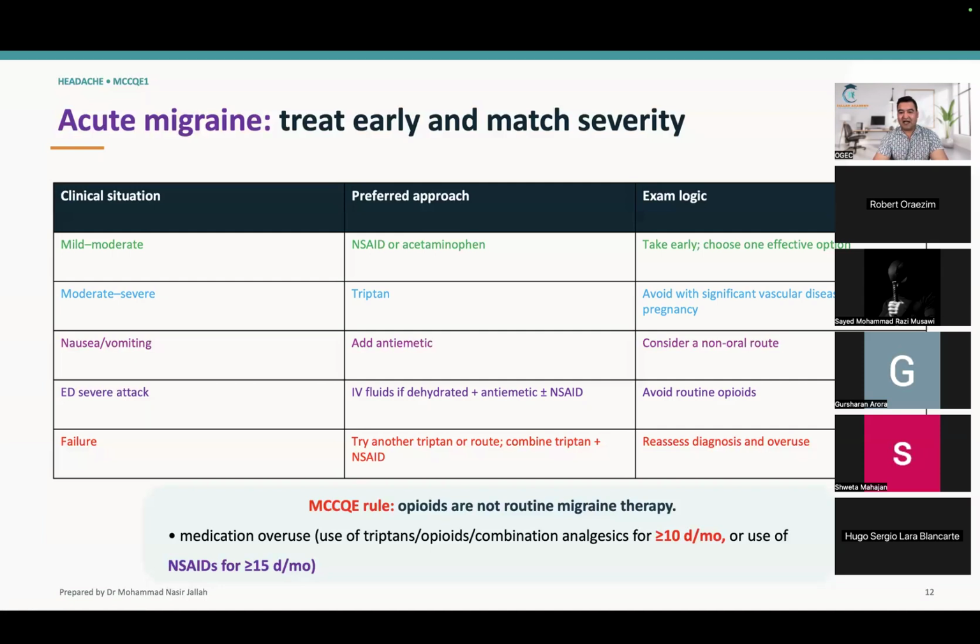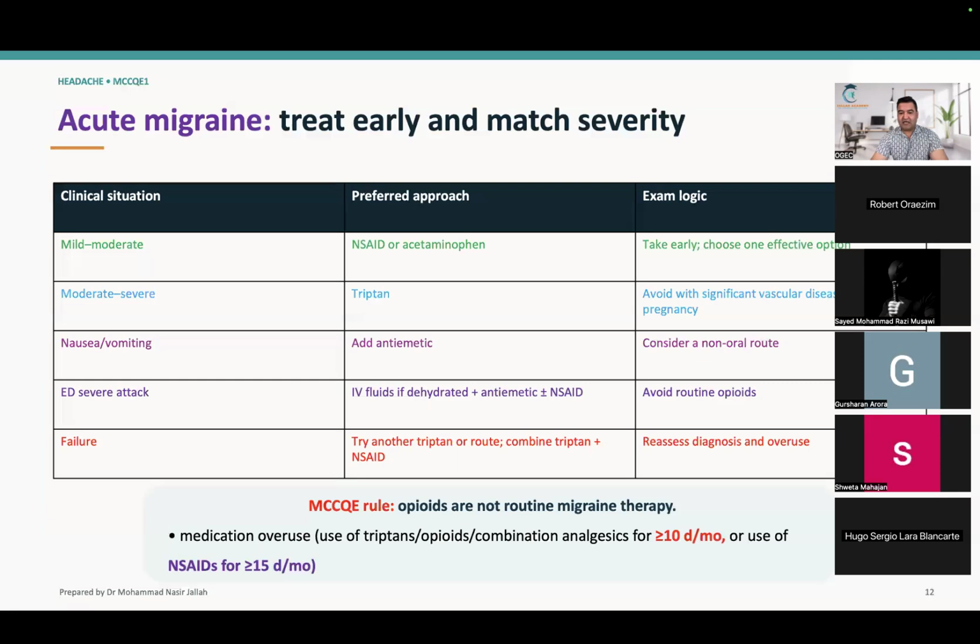Nausea, vomiting, add antiemetic. Consider a non-oral route. Why? Because the patient cannot take it. If the patient is vomiting, if I give him a pill, the patient will vomit it out, right? So what I can do, I can give him IV. ED, severe attack. If the patient is in the emergency department and this is very severe, obviously I have to start with the IV fluid because the patient has lost fluid, antiemetic to stop vomiting, and then start the non-steroid anti-inflammatory drugs. Avoid routine opioids because of addiction.